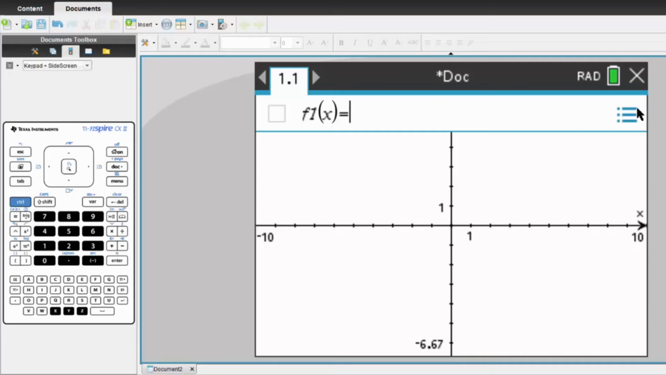So you don't need to write the y equals because this F1 brackets x kind of represents the y. So we just need to type in the 2x plus 7. If you press enter, it will graph for us.